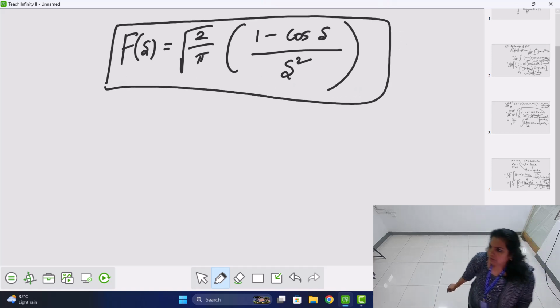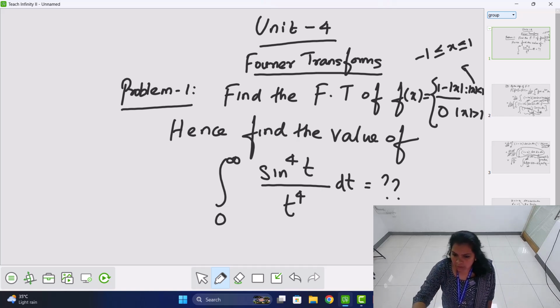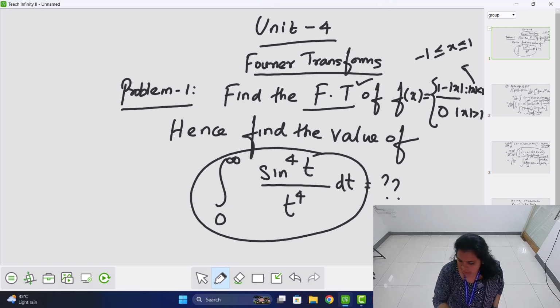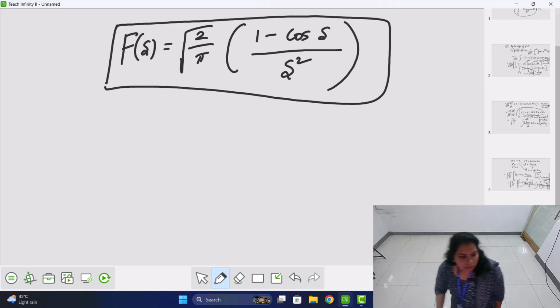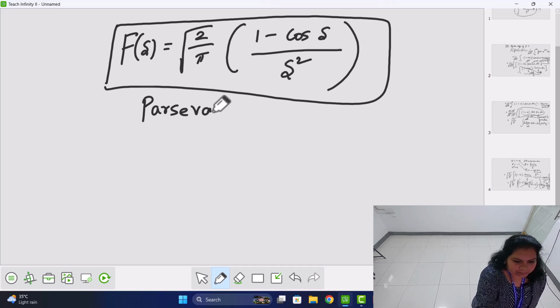Next, we have to evaluate this term. So we got the answer for the first one; the Fourier transform we have calculated. Next, we have to do this. What is the value? For this, we have to know Parseval's identity theorem.